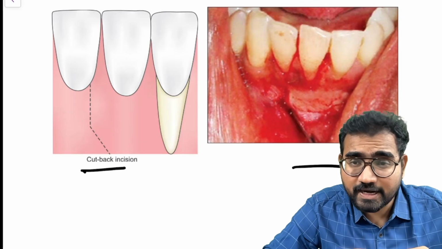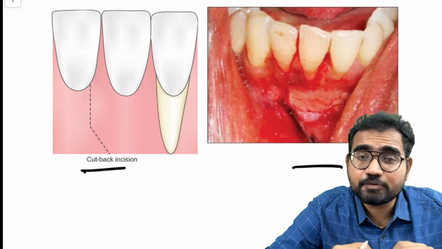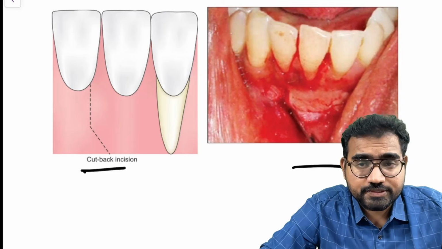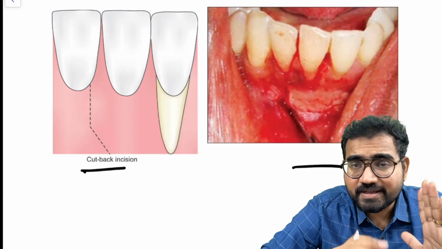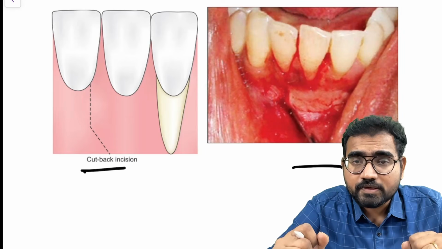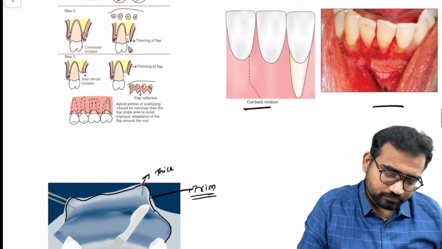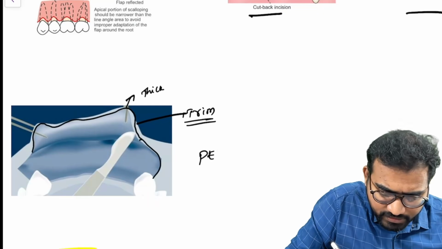Okay, this cutback incision is most commonly used for the laterally positioned flap, which we will be studying when we read about mucogingival surgeries or periodontal plastic surgeries. So the cutback incision is given predominantly for the stretchability and extensibility of the flap, and it is predominantly used in the laterally positioned flap. So the next incision you are going to see is the periosteal releasing incision.